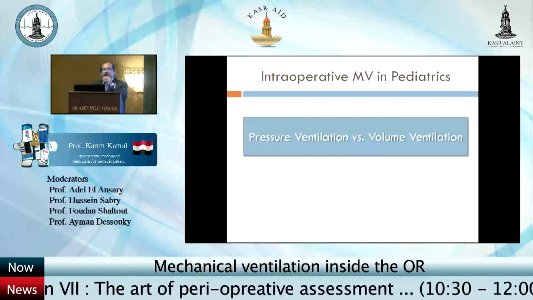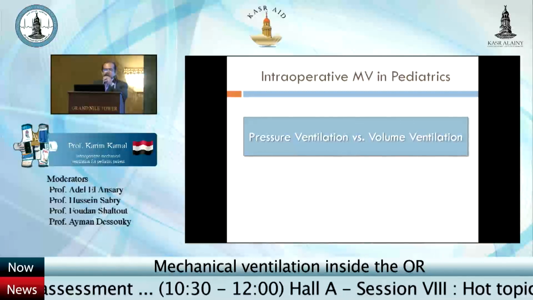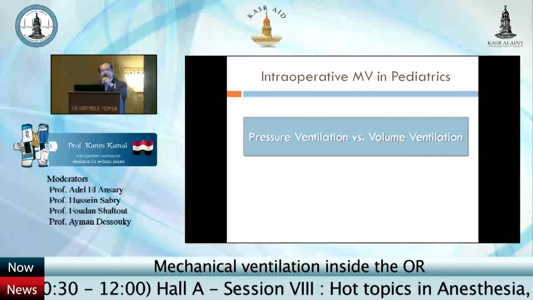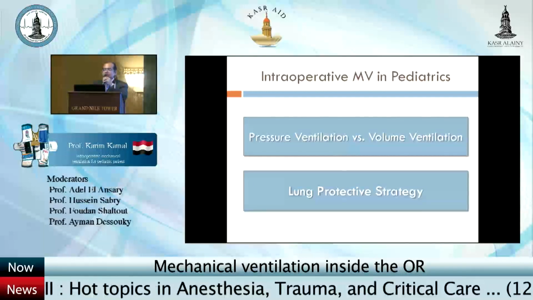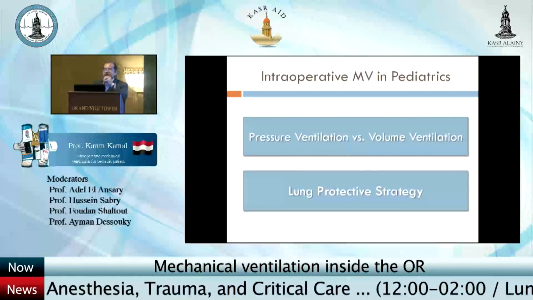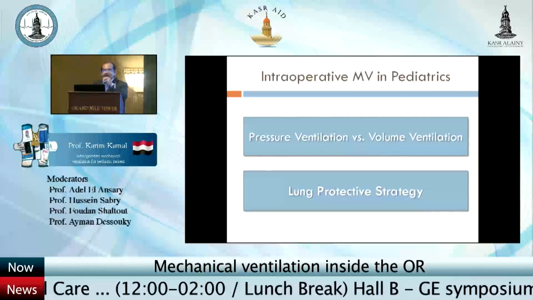The first issue is pressure ventilation versus volume ventilation. What should I use? Pressure targeted ventilation or volume targeted ventilation? The second point is lung protective strategy. Does this apply in the pediatric or the anesthetized pediatric patient?